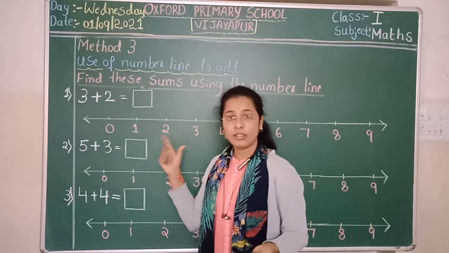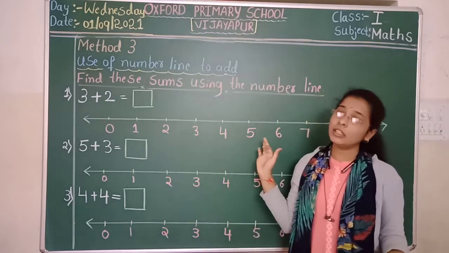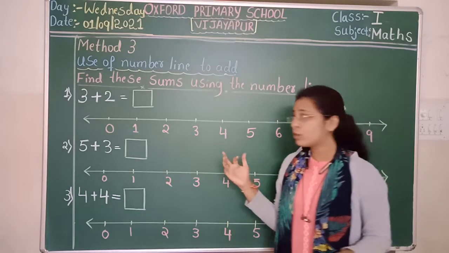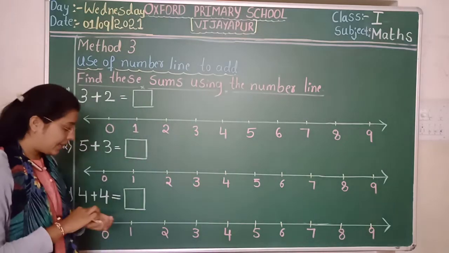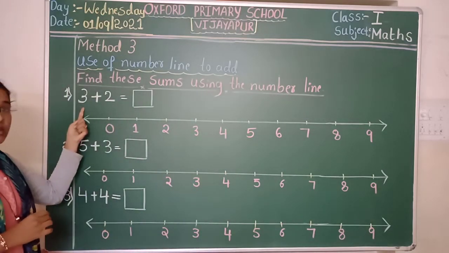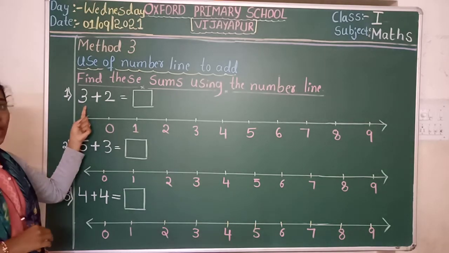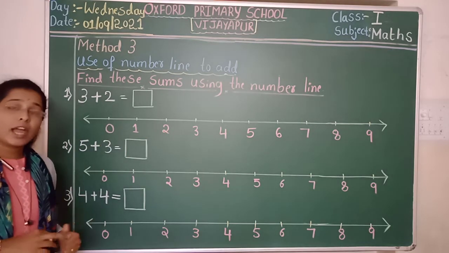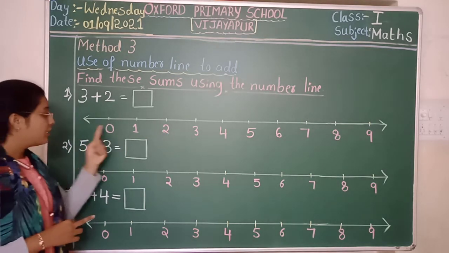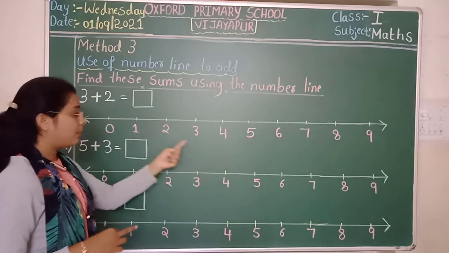This is the first step we have to follow. First we have to draw the number line and mention the numbers on the number line. Next what we have to do? By seeing the first added. See here. First added means which is the first number we are having? Number 3 we are having. See children, in this number line where we are having number 3? 0, 1, 2, 3. Here we are having number 3.